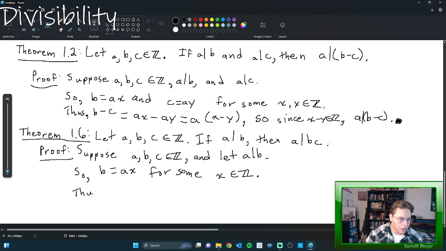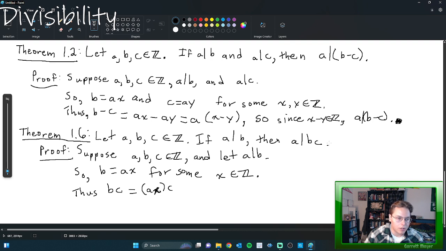Thus, bc equals, and we're just going to substitute in this ax for b, and this is typically how a lot of proofs go. You just start substituting stuff in. If you have a proof and you're trying to figure out how to get from point A to point B, look at what you're trying to prove and then start substituting the stuff. And typically you can find some way to manipulate the algebra a little bit to get you to your desired result.